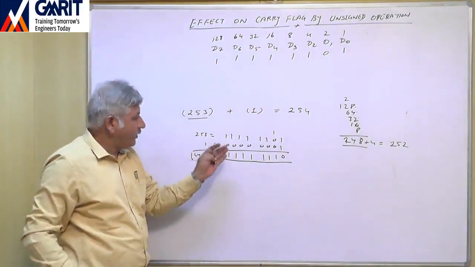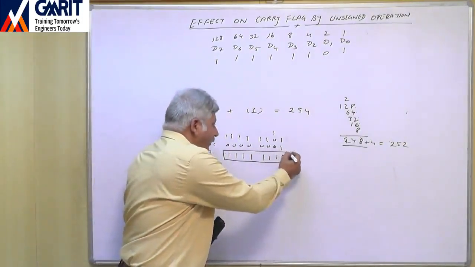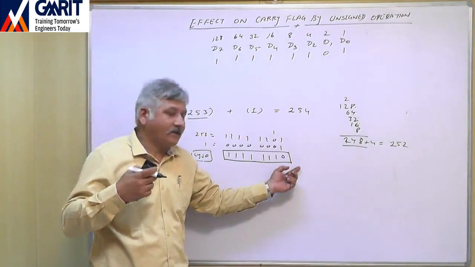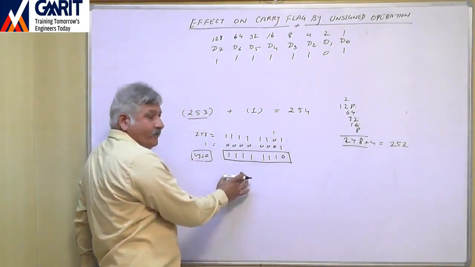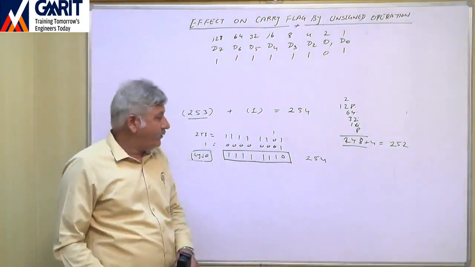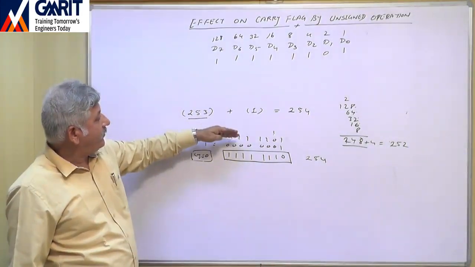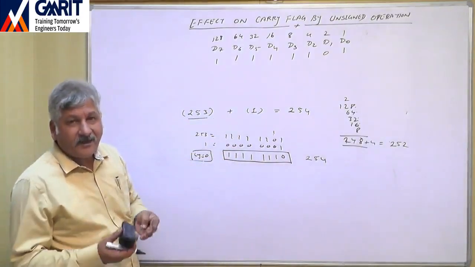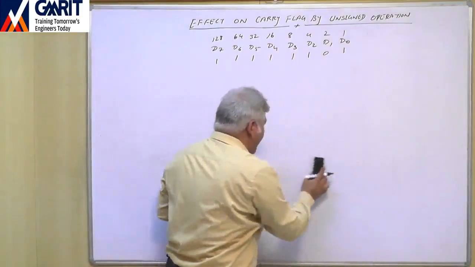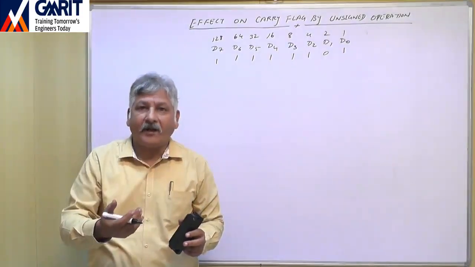So if we first see the carry flag, and the carry flag is 0, this indicates that whatever 8 bits we have after the addition are the correct magnitude of the result. So what does this number represent? This number represents 254. In this way, the carry flag is affected when we perform operations on unsigned numbers. And when we perform operations on signed numbers, we ignore the carry flag and observe the overflow flag.